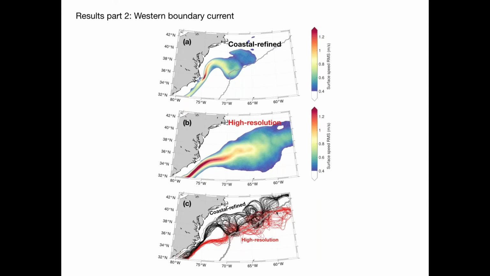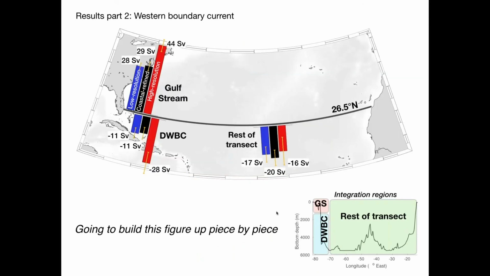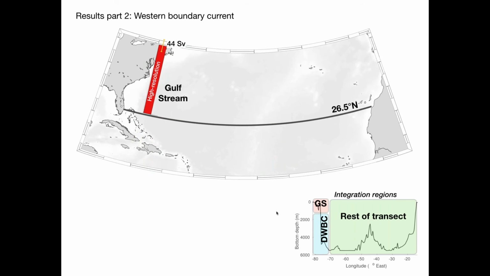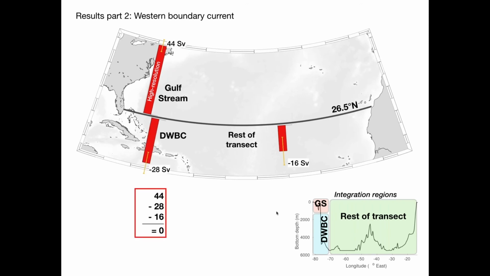Okay, so to diagnose the cause of the weak Gulf Stream, I'm going to be building up this slide. So we have the Gulf Stream at high resolution in red, about 44 Sverdrups. And then we have this wind-driven gyre contribution and the deep western boundary current. And these, as expected, sum to 0. And just down here, I show how I integrated the different sections of this cross section. So we have the Gulf Stream, deep western boundary current, and the rest of the transect.